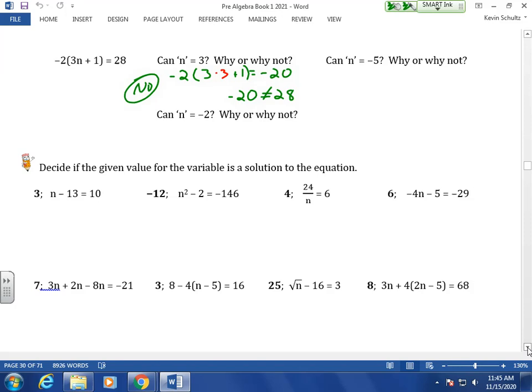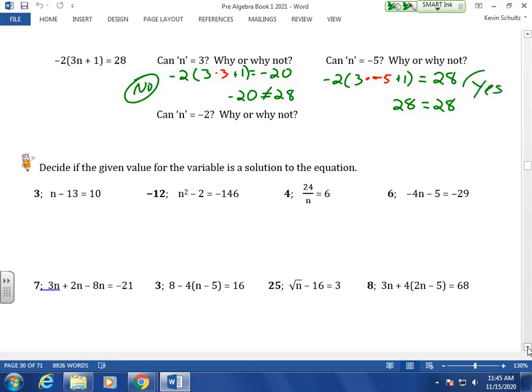How about the second one? Can n be negative 5? So we got negative 2, and then 3. This time we're multiplying it by negative 5. So 3 times negative 5 is negative 15. Negative 15 plus 1 is negative 14. Negative 14 times negative 2 is a positive 28. And 28 does equal 28.